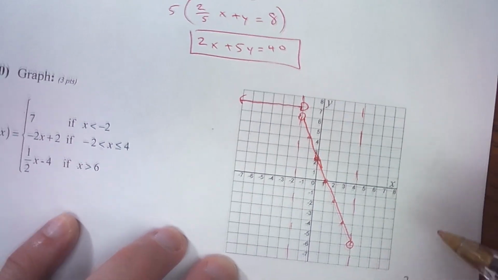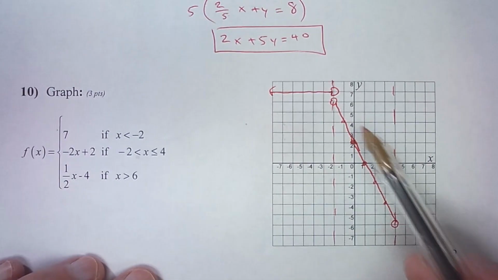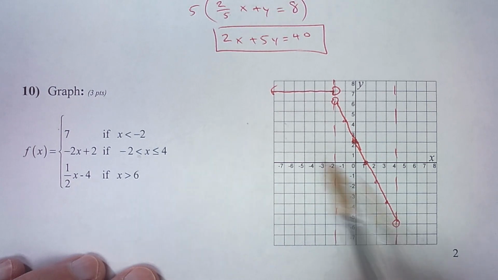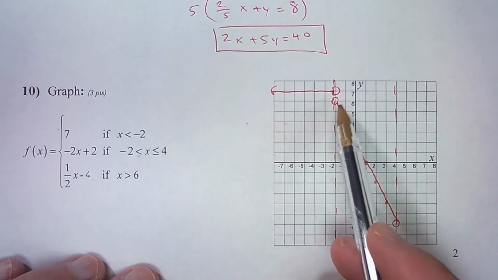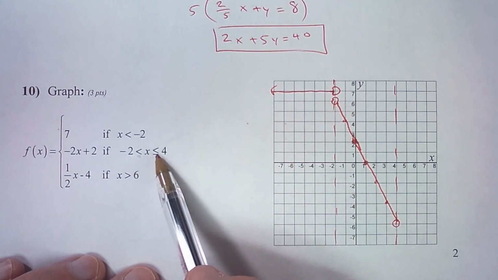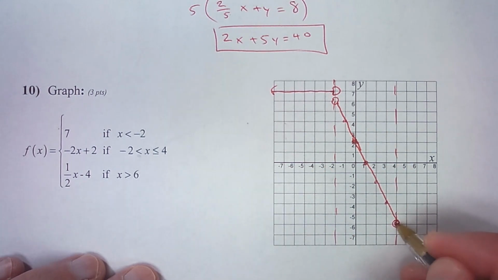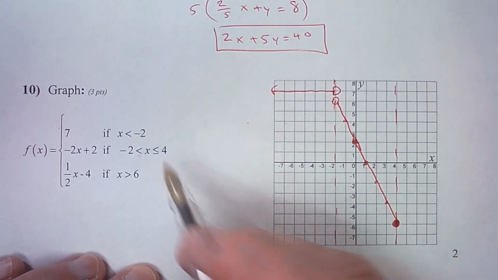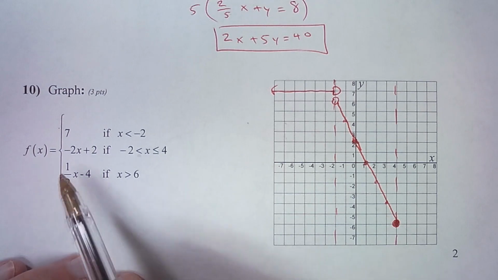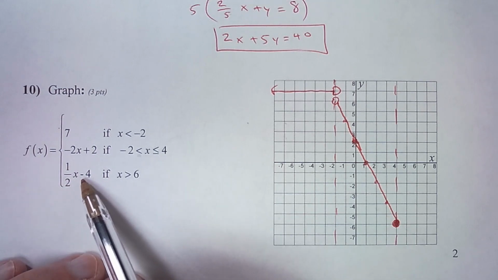Okay. Then I have to decide if these are left open or if I fill them in. It's greater than -2, so I'll leave that open. Less than or equal to 4, I will fill that one in because it could be equal to. And then 1/2 x minus 4, but only for x greater than 6.